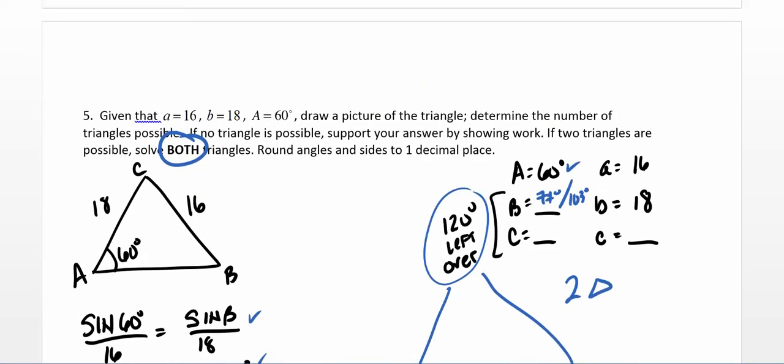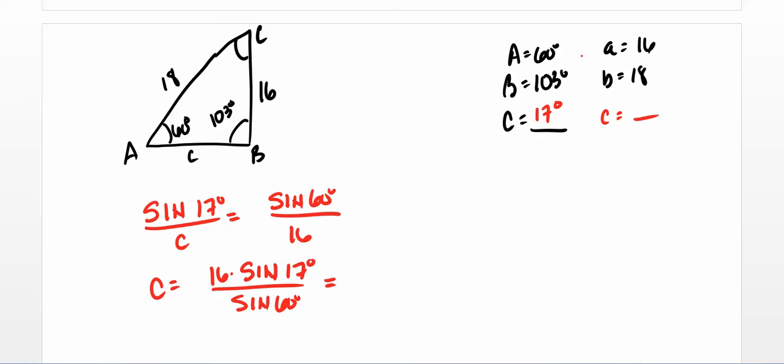Okay, so for the second triangle, assuming that B is 103 degrees here, the leftover part is going to be 17 degrees for angle C, so this one up here is 17. Then I have to figure out what little c is, so I'm going to use the law of sines again. So sine 17 over c equals sine 60 over 16. So c, when you run through the calculator, ends up being about 5.4 for that one.